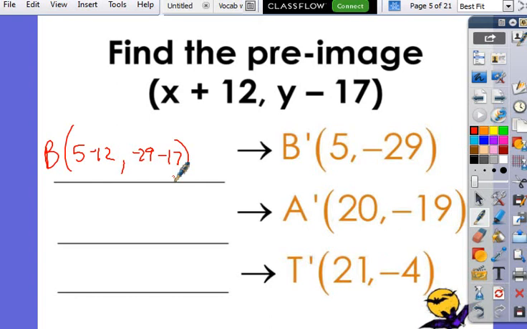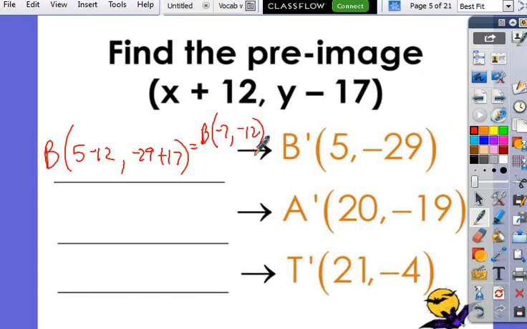Alright, so this would wind up being 5 minus 12 is negative 7, negative 29. Oh, it's supposed to be plus. I was going to say, it should be plus 17. Y'all should have caught me on that. Why has it got to be plus 17? Because it's a negative. I've got to undo that minus 17, so I should put a plus right there. And that's going to be negative 12.